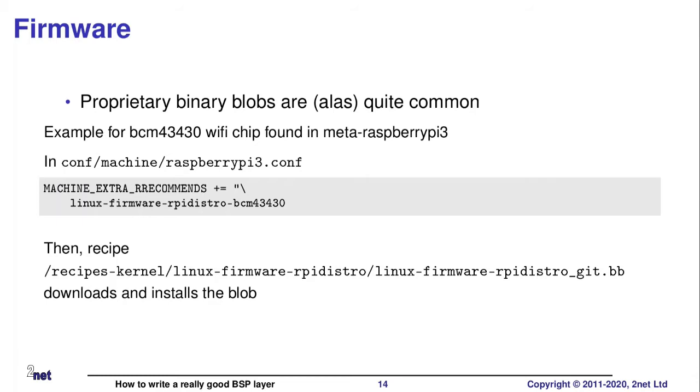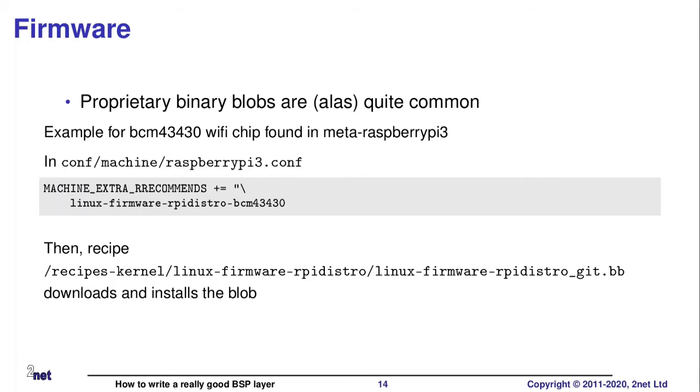If you go look in that recipe, it's fairly reasonably well written. It will go and download the firmware from the official raspberrypi.org website, and then it will install that firmware blob into the right place in the root file system image. And then when you boot up, the kernel will find the firmware, it will load the Wi-Fi, and your Wi-Fi will work.